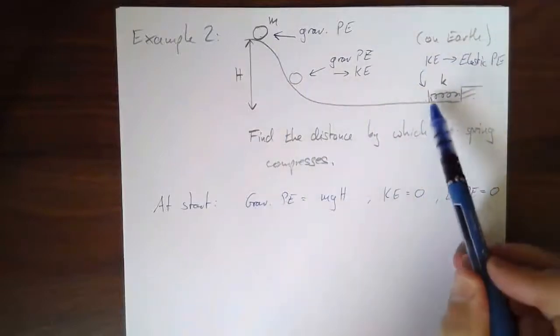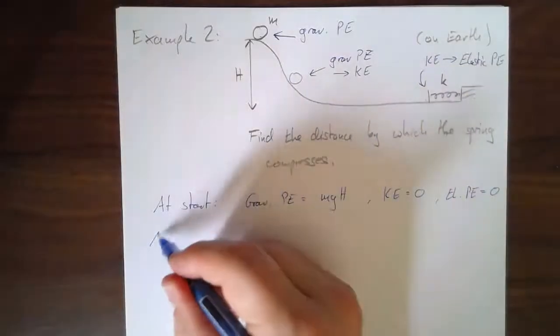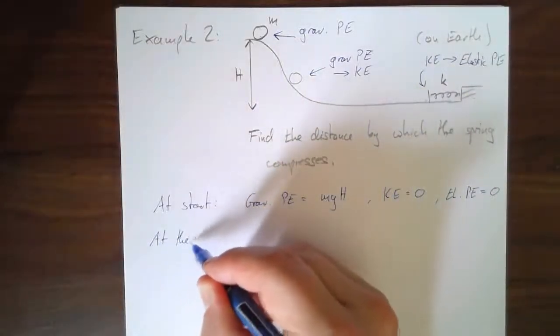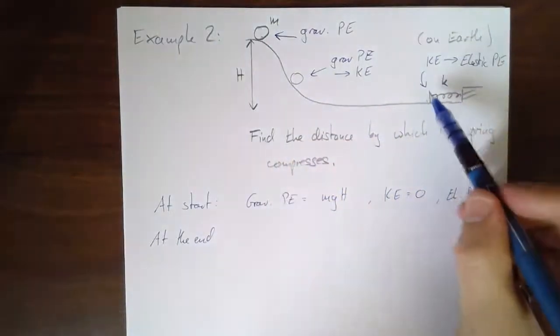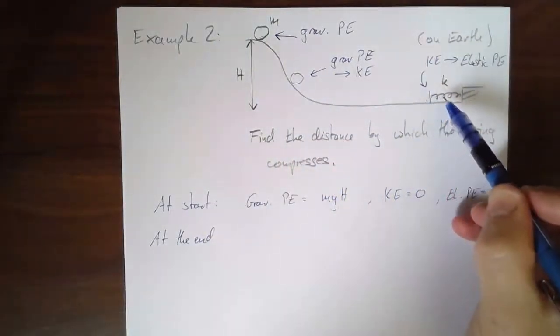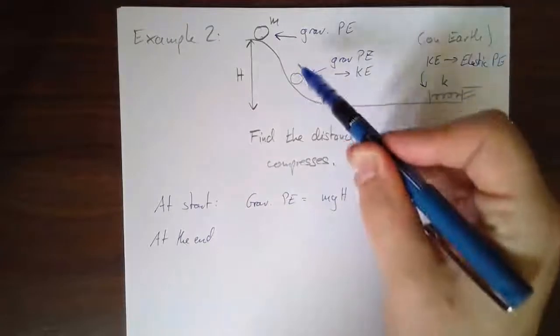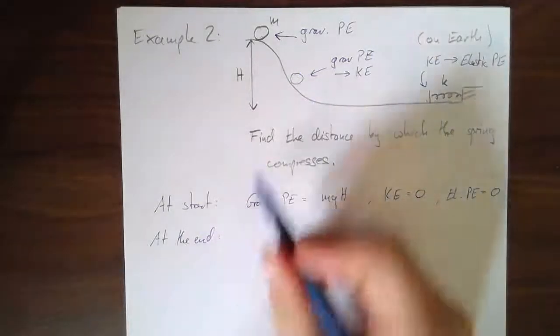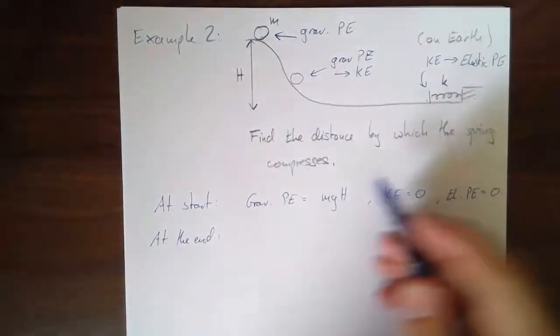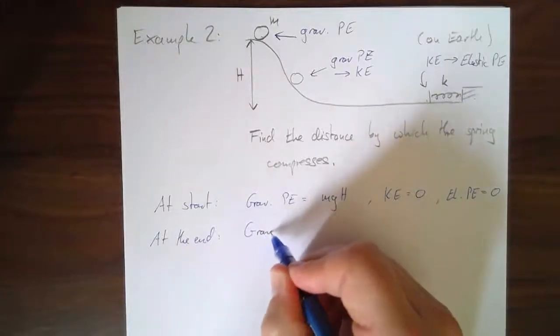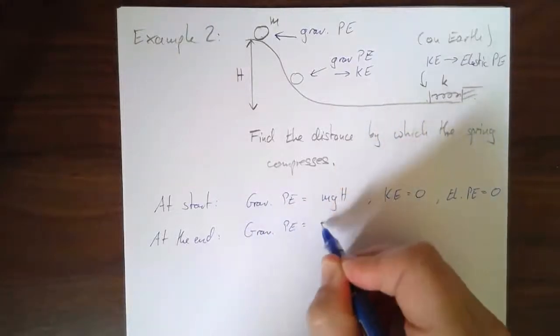Now, when we're at the end, of course, it's not the end of the action. Once it's there, other things are going to happen. It's going to push the ball back. Maybe it'll roll back up the hill. But at the end of this rolling down motion, right here, the gravitational potential energy is 0.